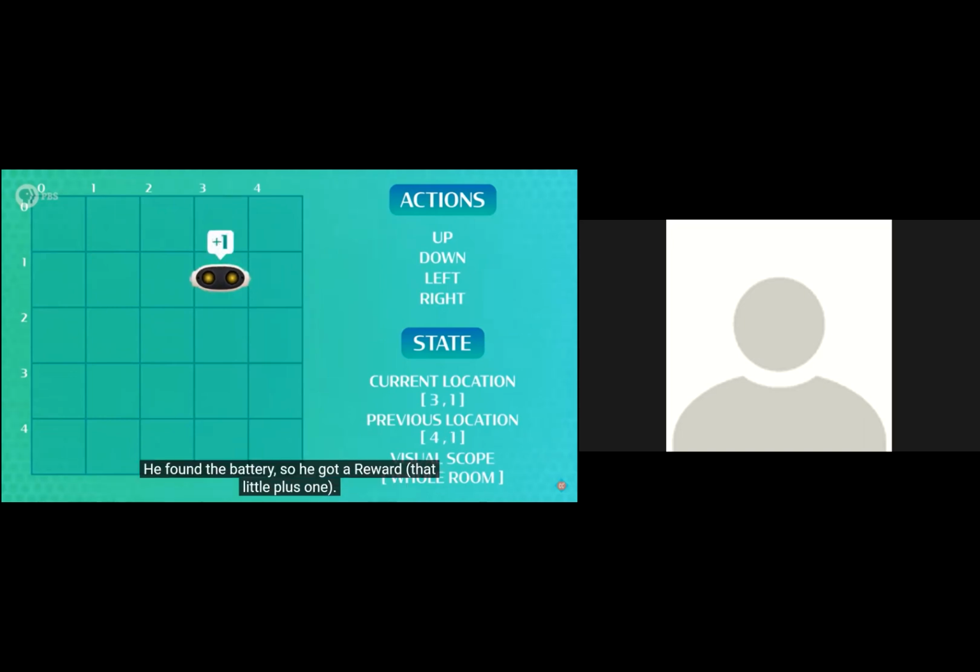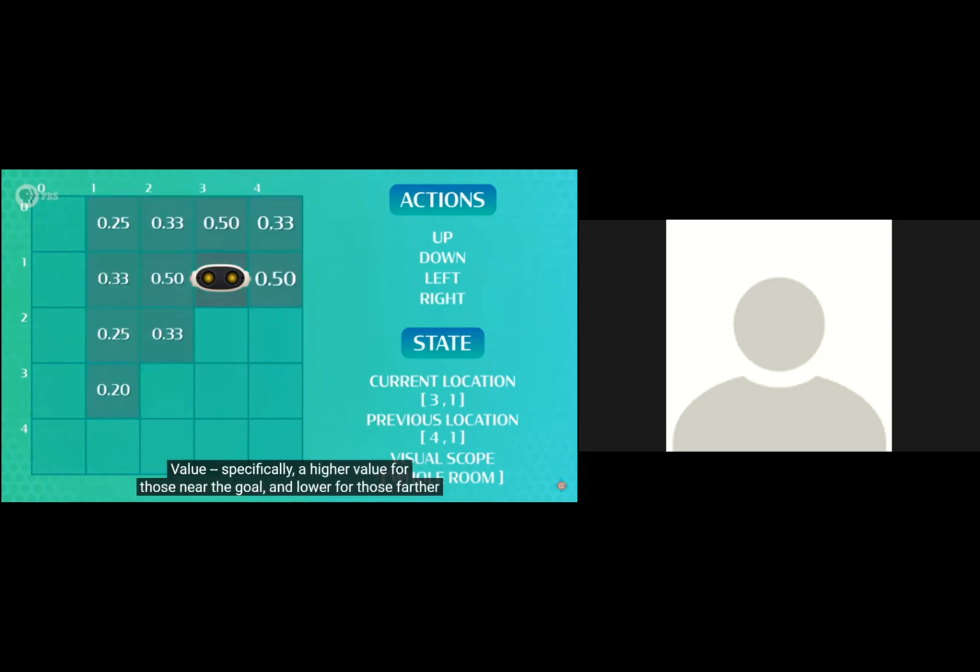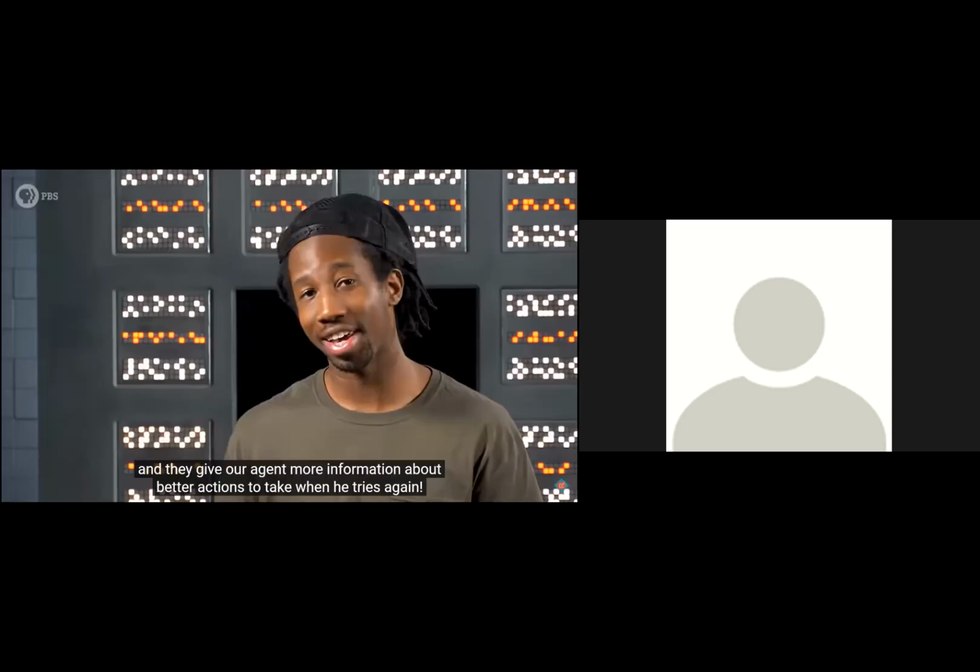He found the battery, so he got a reward, that little +1. Now, we can look back at the path he took and give all the cells he walked through a value, specifically a higher value for those near the goal and a lower value for those further away. These higher and lower values help with the trial and error of reinforcement learning, and they give our agent more information about better actions to take when he tries again.